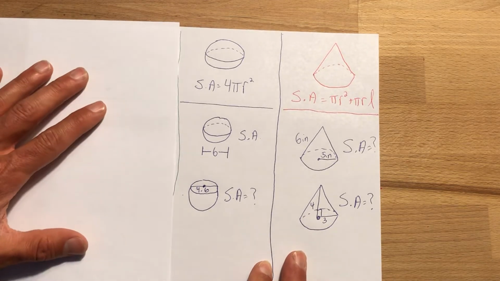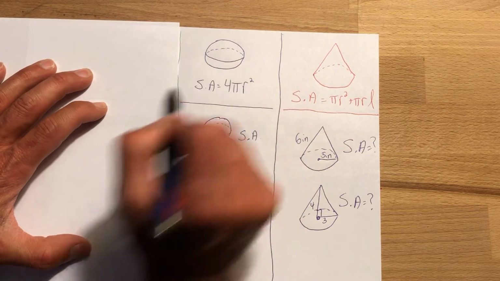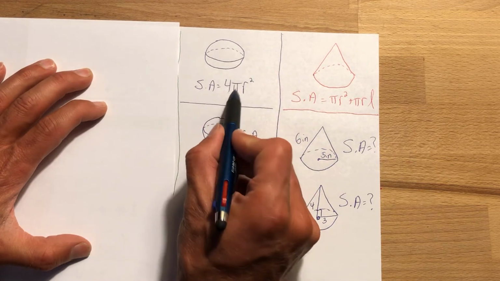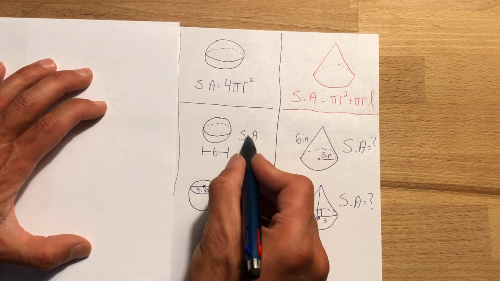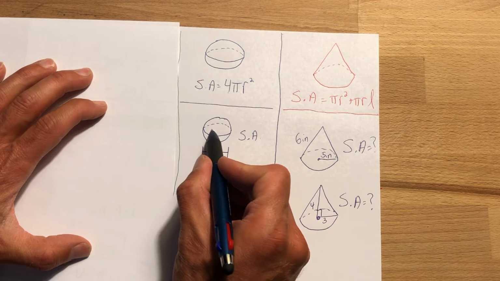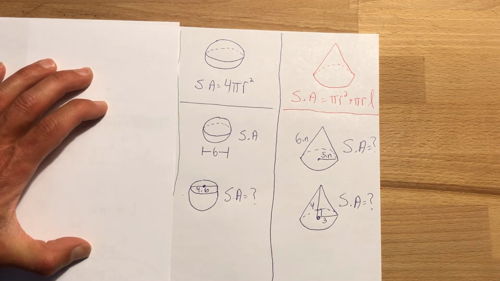There we go, that makes it a lot easier. Surface area of a sphere. This is like a ball, and it's 4 pi r squared. So let's try to find a surface area with a diameter of 6. Pause this and see if you can do this on your own.